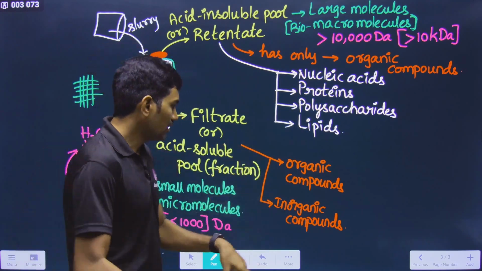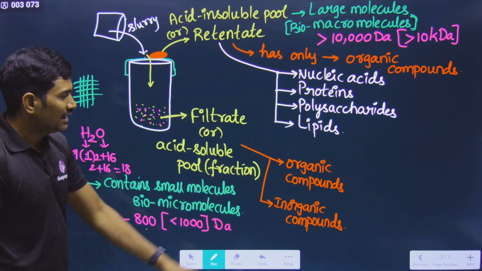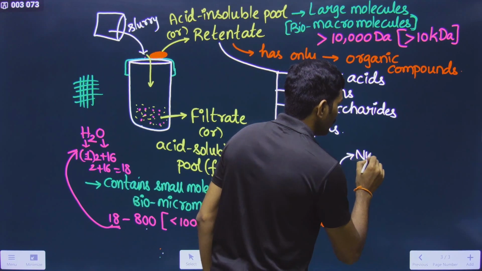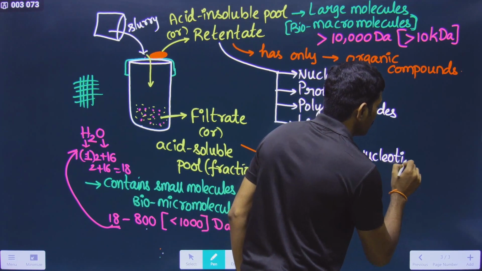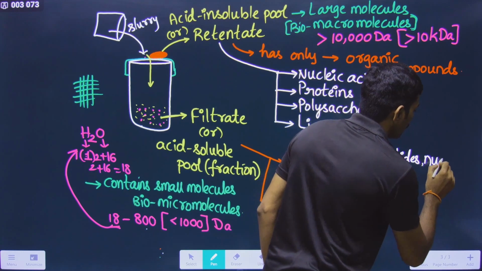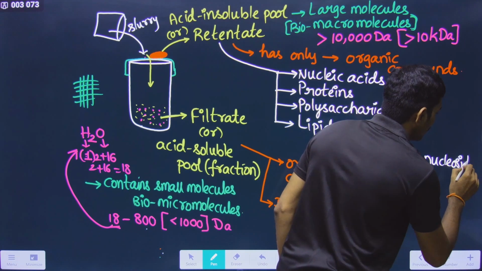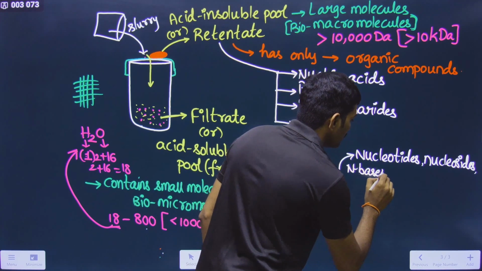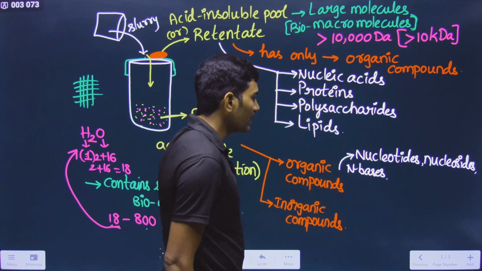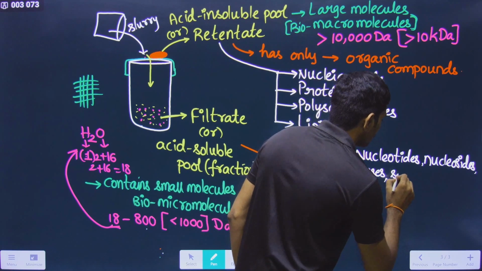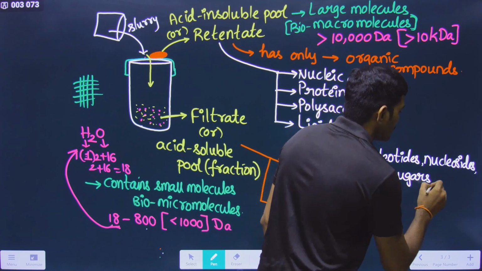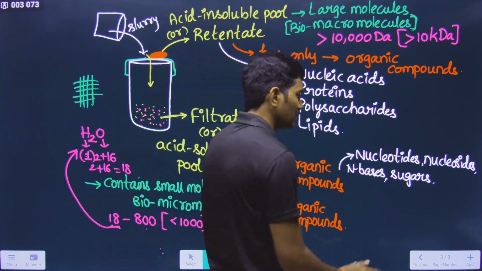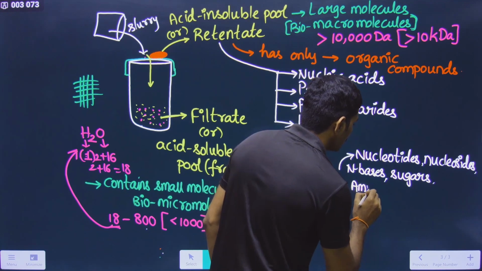That's it. Now come to the acid soluble pool. What are the organic compounds that are present in this? Some simple examples I will write: nucleotides, nucleosides, even the nitrogenous bases, and not only this, some simple sugars are present, some monosaccharides, disaccharides, likewise some simple, small sugars are also present. Not only this, amino acids are present.